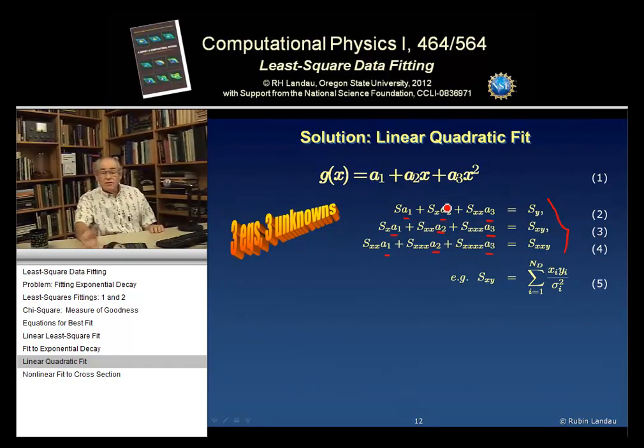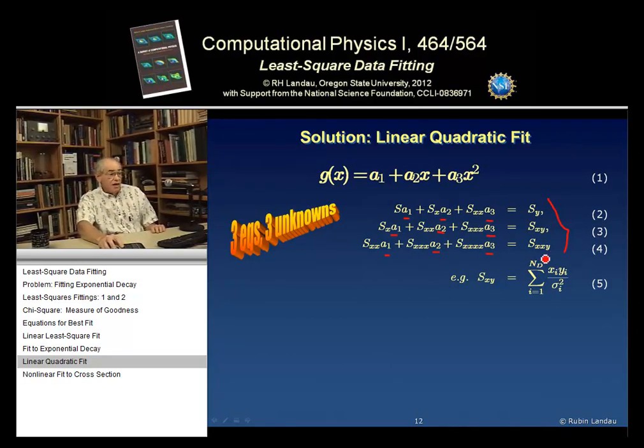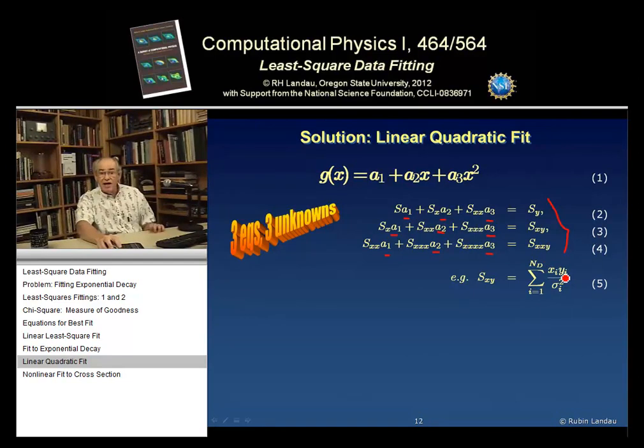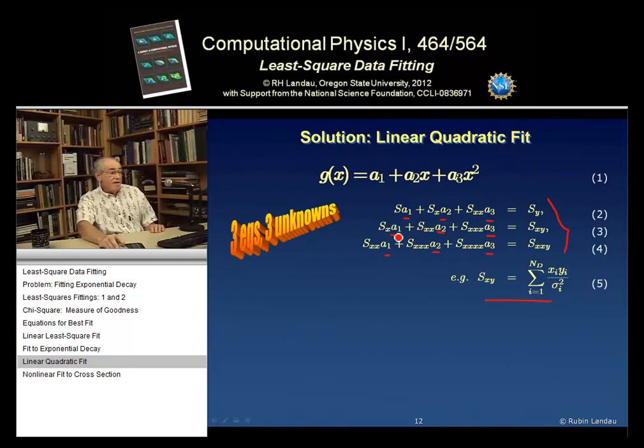So these S's are essentially the same S's we had for the linear fit. Now there's one of them here with 3 indices. That just means you take 3 data values multiplied together. Okay, so it's the same idea as before. And we have 3 equations, 3 unknowns, 3 linear equations. We can use a matrix to solve them.